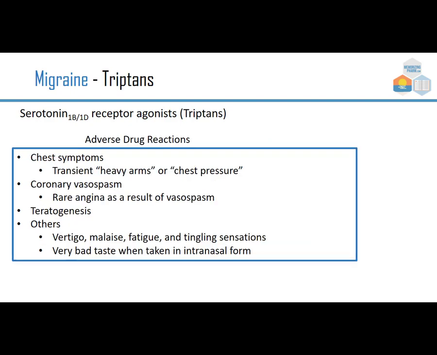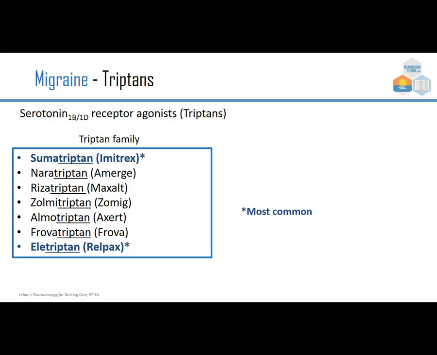There are many drug reactions that come along with this. So you can have chest symptoms, very heavy arms or chest pressure, coronary vasospasm, which is a rare angina as a result of vasospasm, teratogenesis towards the fetus, and then some others like vertigo, malaise, fatigue, tingling sensations, and a very bad taste when taken in intranasal form. So when we look at them, we see that there are many that we use, but sumatriptan and eletriptan are the most common. But sumatriptan, naratriptan, rizatriptan, zolmitriptan, almotriptan, frovatriptan, eletriptan, these are all common ones.